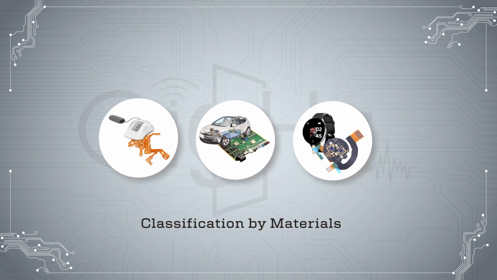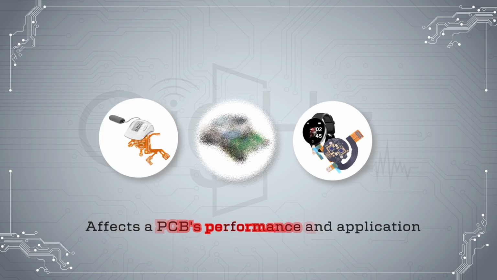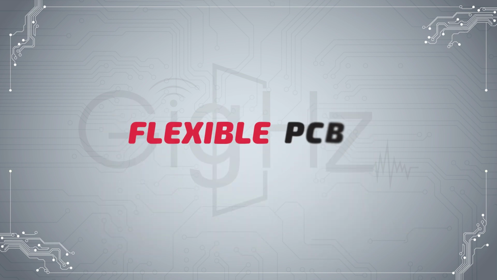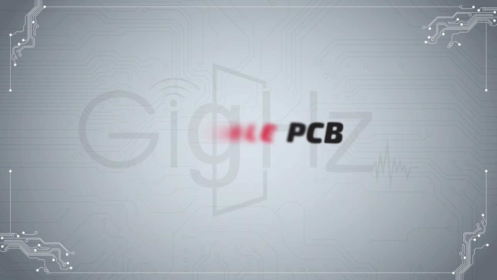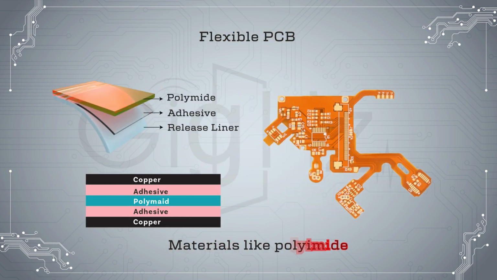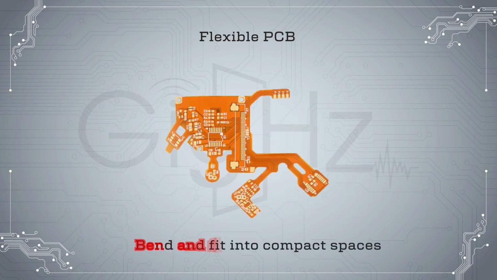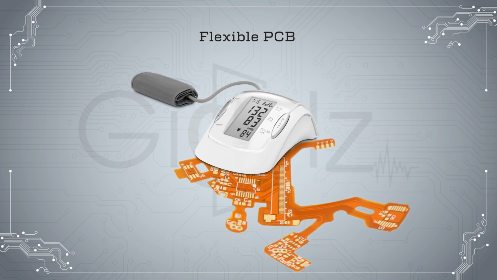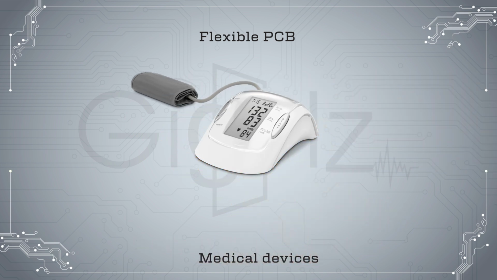Classification by materials. Material selection significantly affects a PCB's performance and application. Flexible PCB. Flexible PCBs are made from materials like polyimide, enabling them to bend and fit into compact spaces. They are commonly used in medical devices.